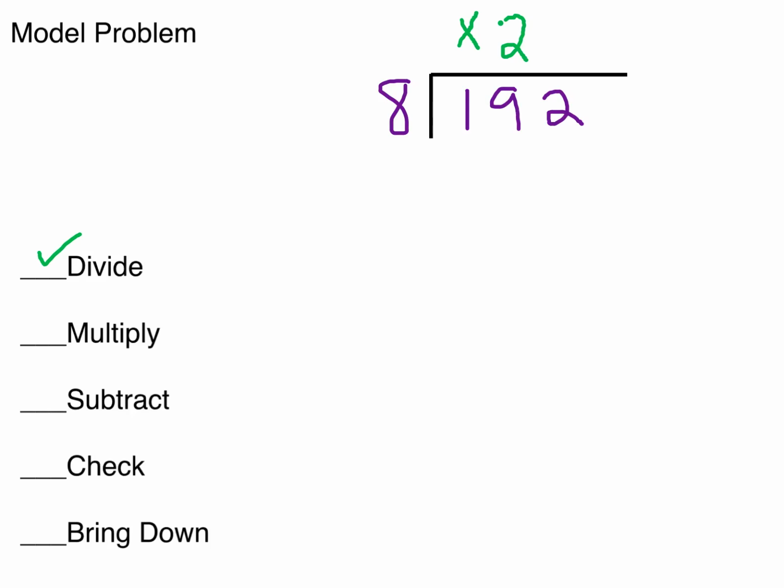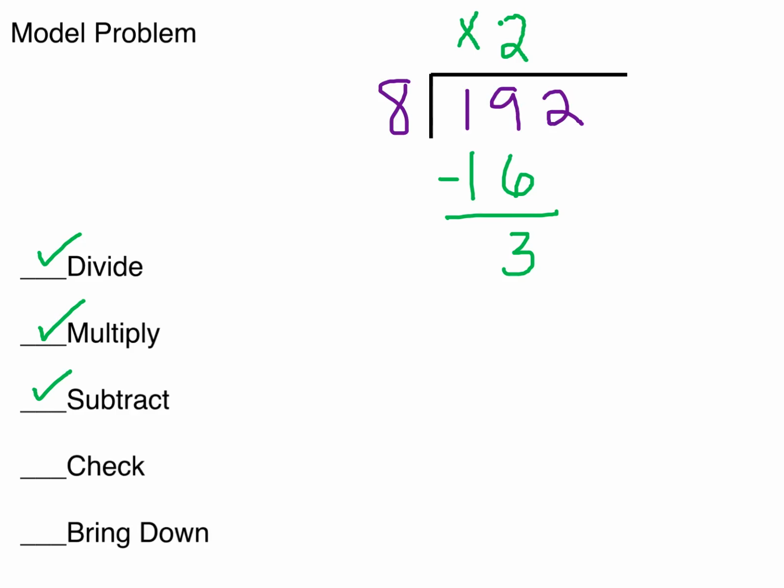My next step is to multiply, and what I need to multiply is the 2 up here multiplied by the 8, the divisor 8 right here, and that's going to give me an answer of 16. Now watch carefully how I line up the 16 below the 19. So now I've multiplied. Next step is to subtract, and I'm going to subtract 19 minus 16, and that gives me an answer of 3.